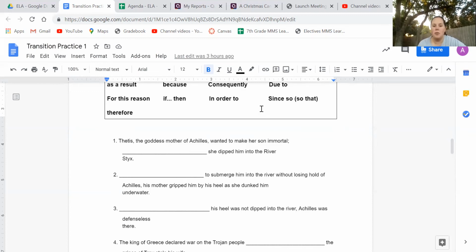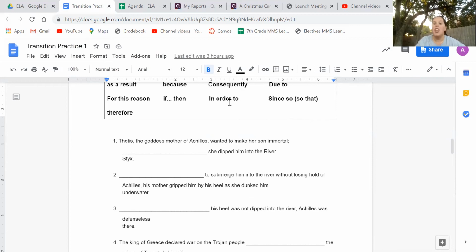You also have in order to is capitalized. In order to submerge him into the river without losing hold of Achilles, his mother gripped him by his heel as she dunked him underwater. Does that make sense? Try the last one. Since so, to submerge him into the river without losing hold of Achilles, his mother gripped him by his heel as she dunked him underwater. Does that make sense? And you could also try it with so that. It's not capitalized in the parentheses, but it means the same thing. So you can use both to answer it.